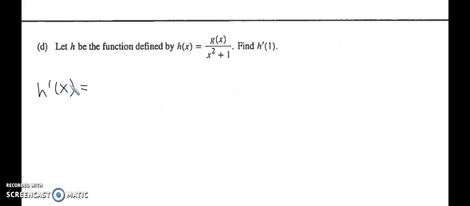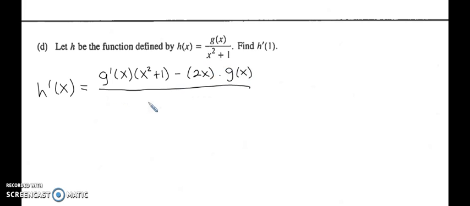So the quotient rule says we're going to take the derivative of the top. So the derivative of g of x is g prime of x times x squared plus 1, minus then the derivative of the bottom, or we have 2x times the top, g of x. All of it over the denominator squared, so it's x squared plus 1 squared.